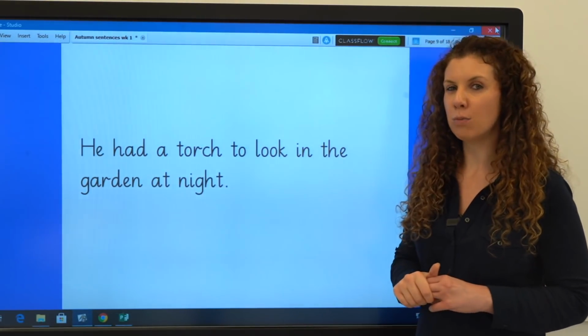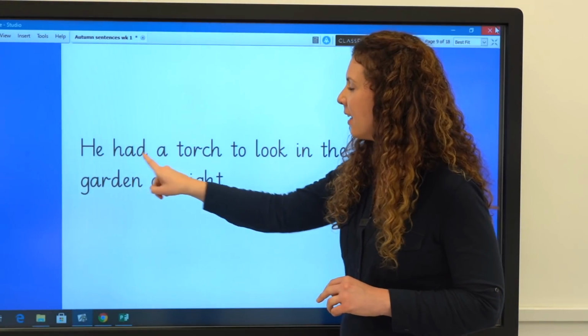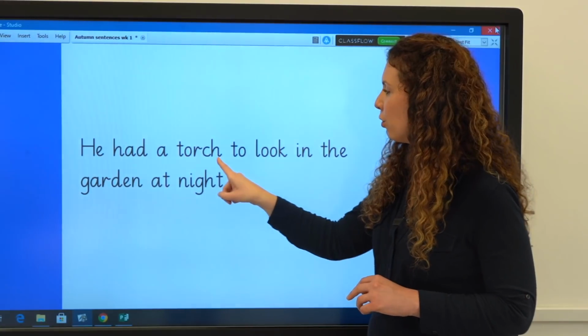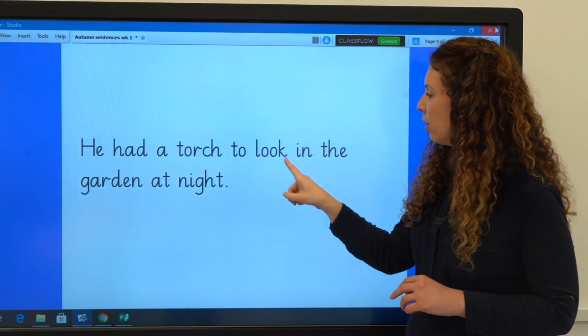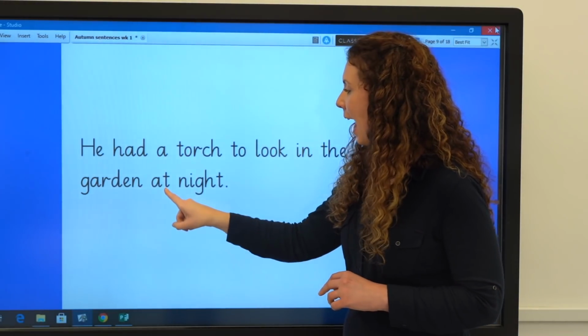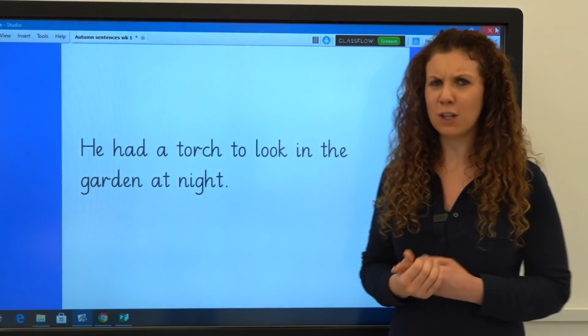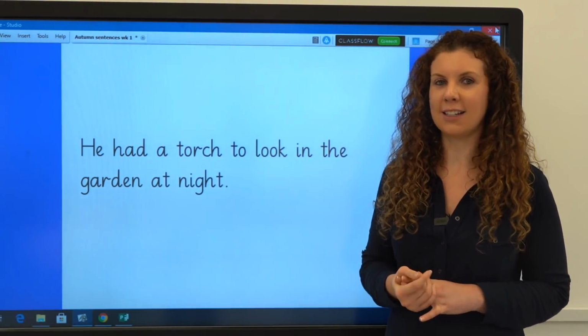Let's read the sentence one more time. He had a torch to look in the garden at night. What might you see if you used a torch in the garden at night? Wow! Let's finish by spelling some words, because if you can read a word, then you can have a go at spelling it. You will need paper and something to write with.